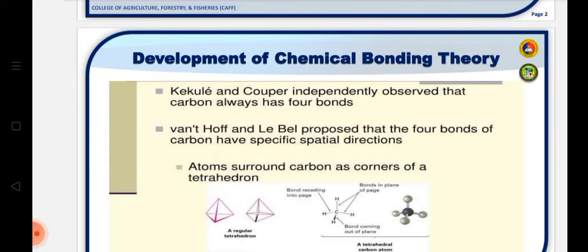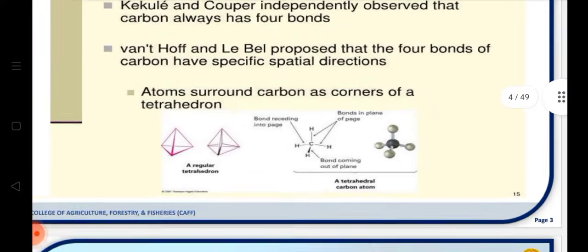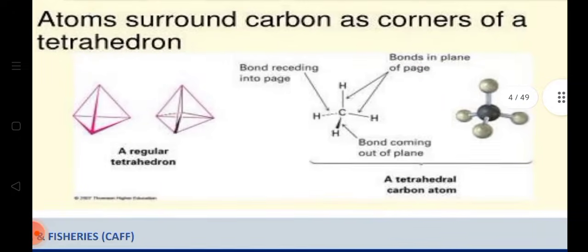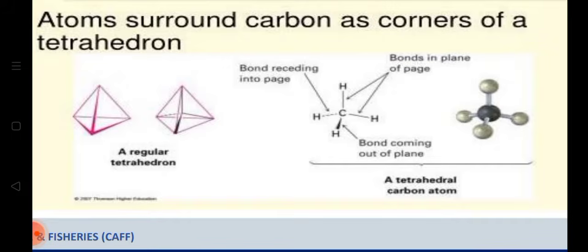Okay, and then later, Van 't Hoff and Le Bel proposed that these 4 bonds are not just random. They have specific spatial directions. Okay? So, just like in our illustration, their bonds have specific spatial directions. So, say for example here, the atoms surround carbon as corners of a tetrahedron.